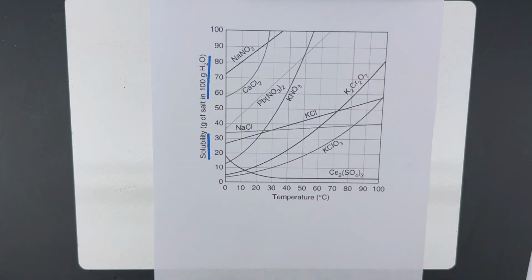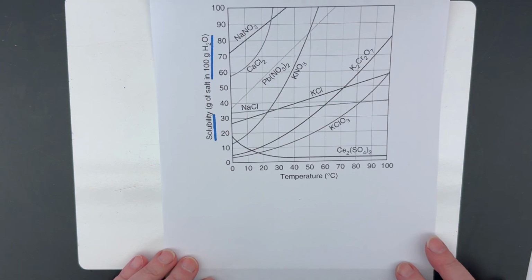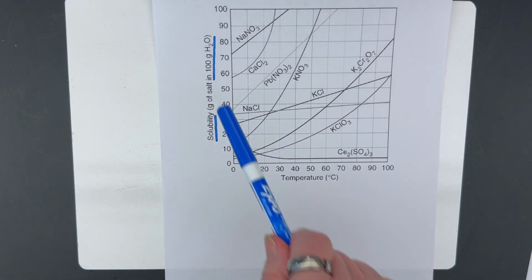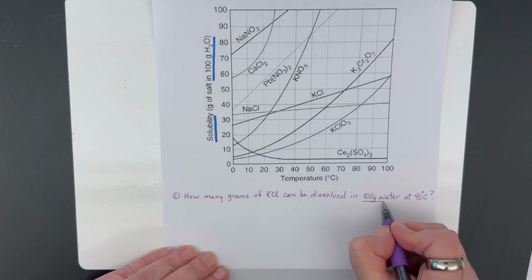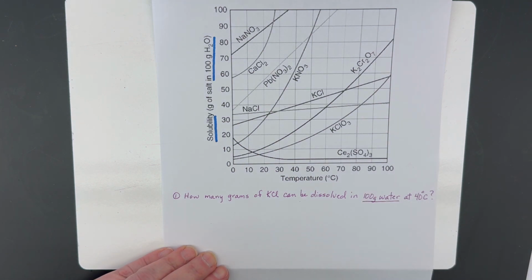So you can answer all kinds of questions from using this type of chart. If it's in 100 grams of water, then you can just use the chart to answer the question. Here's a typical problem that you might see. How many grams of KCl can be dissolved in 100 grams of water at 40 degrees Celsius? Since it's in 100 grams of water, we can just find the answer on our chart.